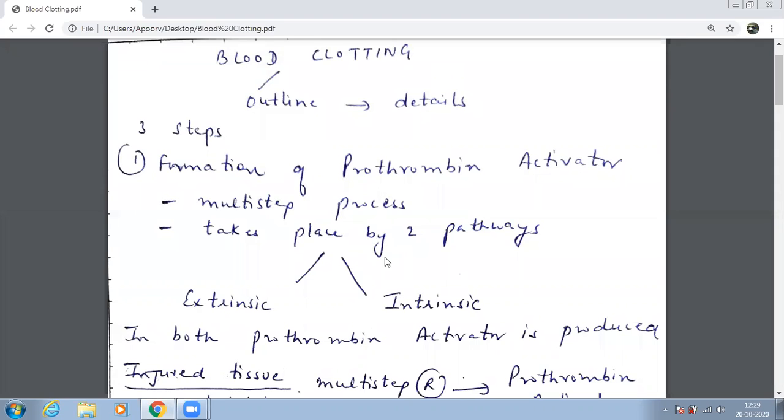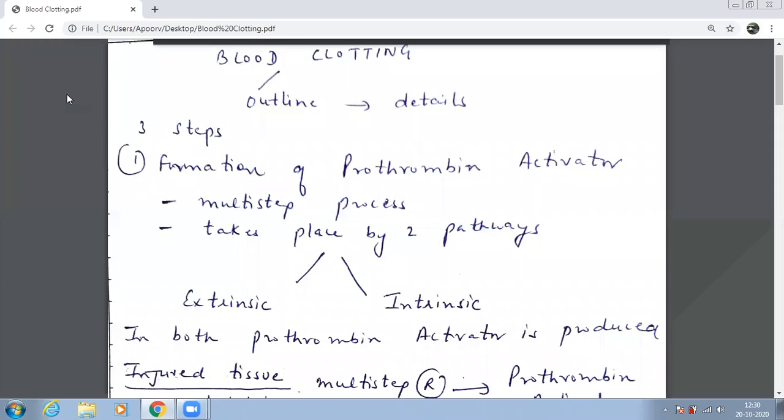What is the first step that you have read, beta? First step in blood clotting. Formation of prothrombin activator. Yes. The first step is formation of prothrombin activator. If you can see, it is a multi-step process. So does it take place in one step? No, ma'am, it will not take place in one step.